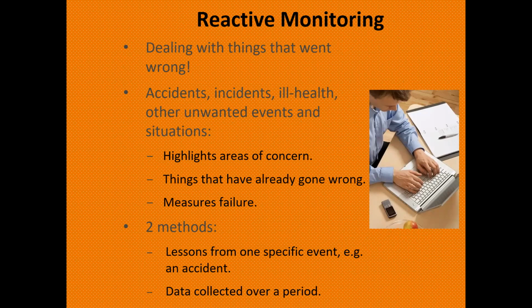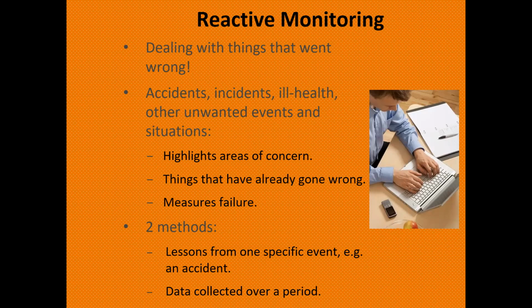We visited the project during the audit, we find many NCRs, there are enforcement actions being taken against the organization, there are fines, there are terminations, there is more sickness, ill health, and so on. Then the data we use and the action we take using that data is known as reactive. Dealing with the things that went wrong: accident, incident, ill health, other unwanted events and situations. It highlights areas of concern, things that have already gone wrong, measures failure.